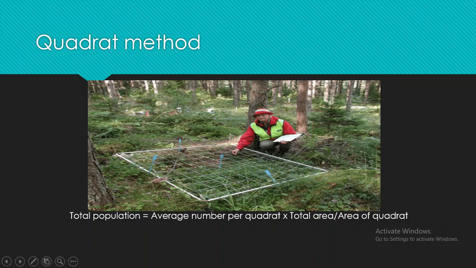Gagawa siya ng isang quadrat. Then, an area will be divided into several quadrats. Then, per quadrat, i-bibilangin yung mga individuals doon na present. So, i-average, then saka i-compute. Itong nakikita nyong formula dito sa baba. This is the formula for finding the average, the total population given the quadrat method.